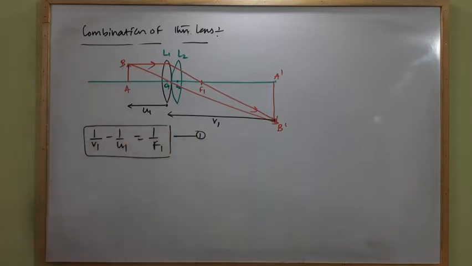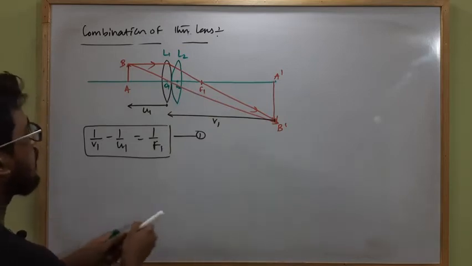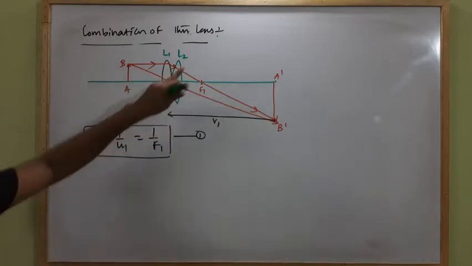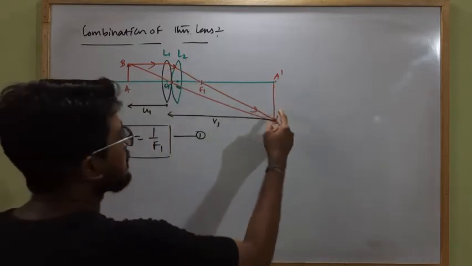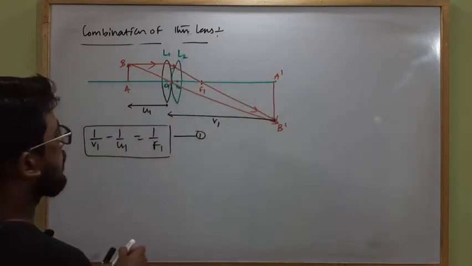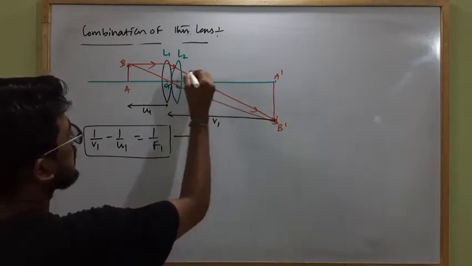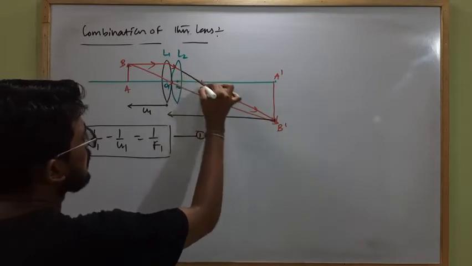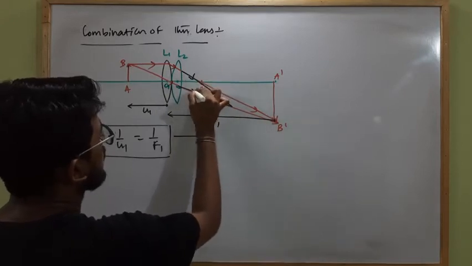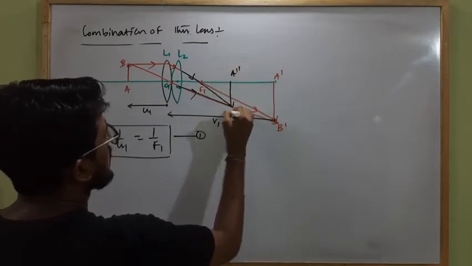Clear? But as there is another lens L2 present, the rays after refraction through the lens 1 will act as incident rays for lens 2. So the image A dash B dash will act as a virtual object for lens 2, and after refraction through the lens 2, the incident rays will travel along this direction and make an image at this place. This is the A double dash, B double dash.